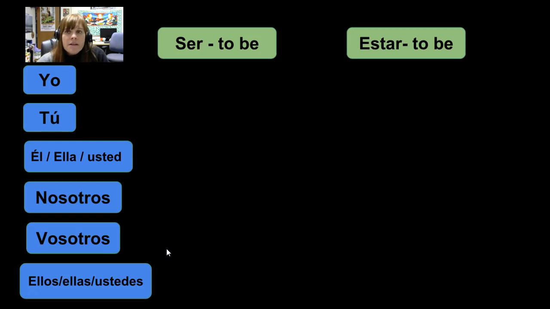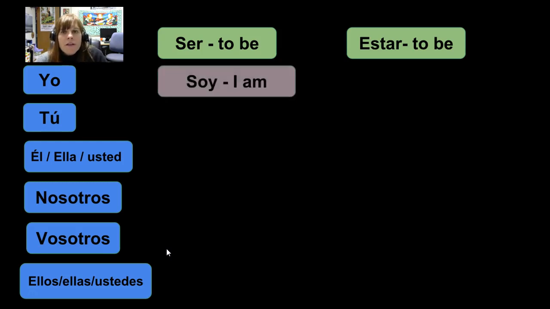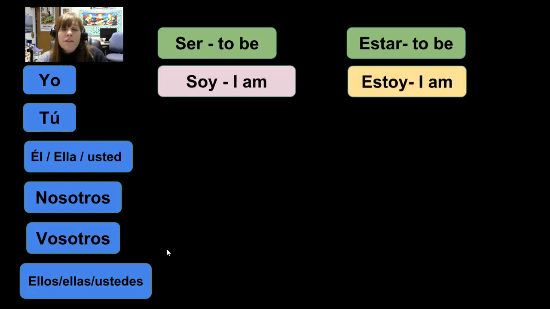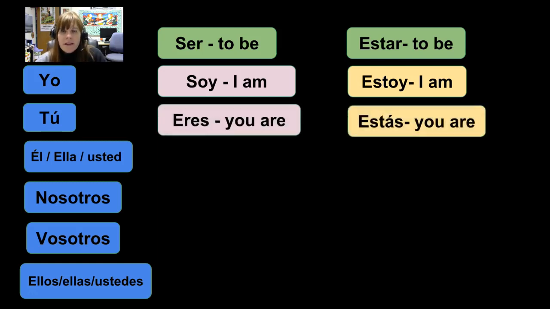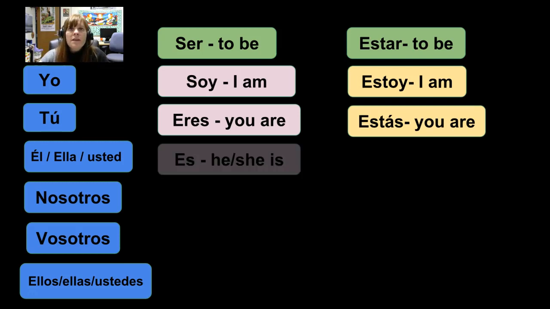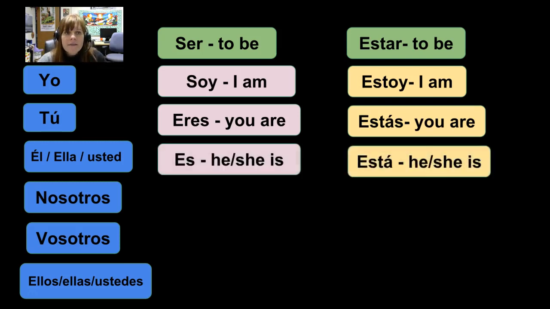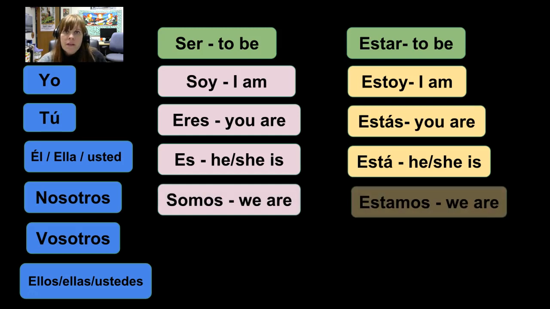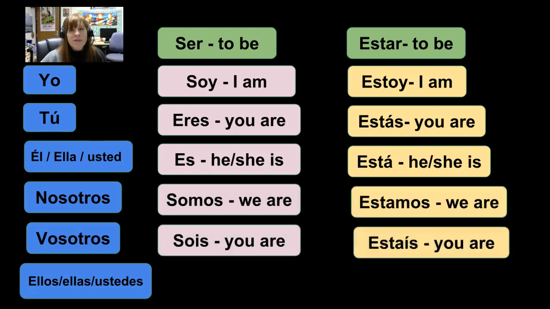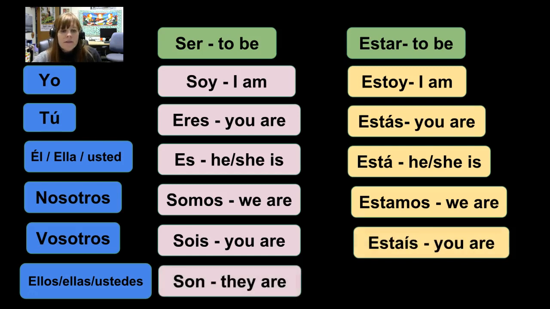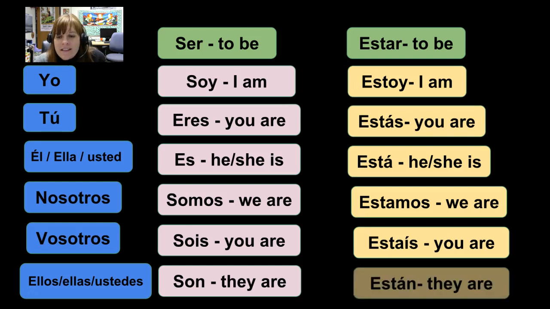So you have ser and estar, which both mean to be, and in the yo form, they're both irregular, meaning they don't follow the normal pattern of a verb. So it's soy and estoy. The tú form is eres and estás. The él, ella, usted form is es and está. Nosotros somos, estamos. Vosotros sois, vosotros estáis. Ellos, ellas, ustedes son, and ellos, ellas, ustedes están.